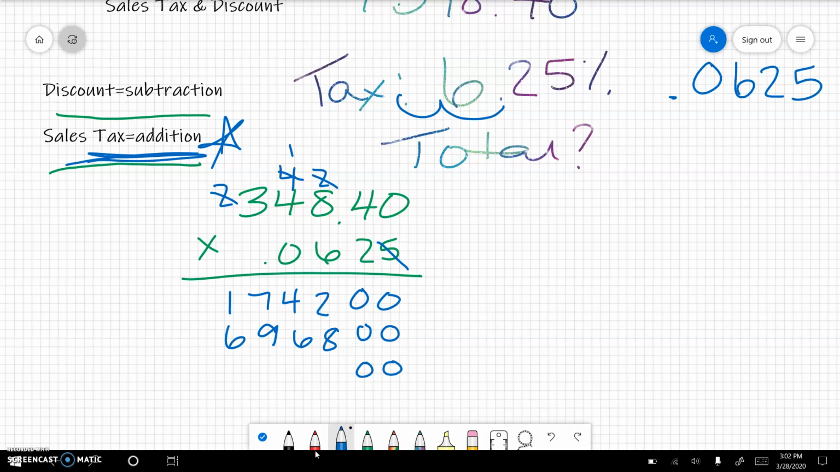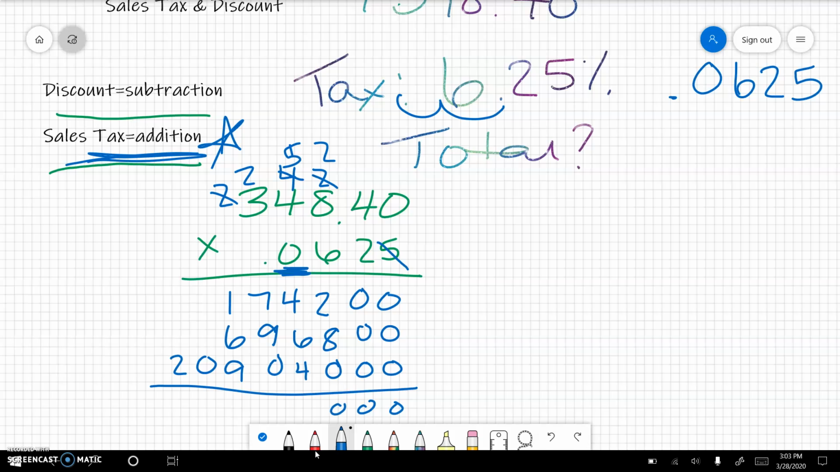2 placeholder zeros. 6 times 0 is 0. 6 times 4 is 24. 6 times 8 is 48 plus 2 is 50. 6 times 4 is 24 plus 5 is 29. 6 times 3 is 18 plus 2 is 20. Now, I am not going to do this last multiplication with this 0 because it's unnecessary. I will still count it over when I place my decimal, but I'm not going to do all the multiplying. I'm just going to get a whole bunch of zeros. So I'm going to stop there and I'm going to add.